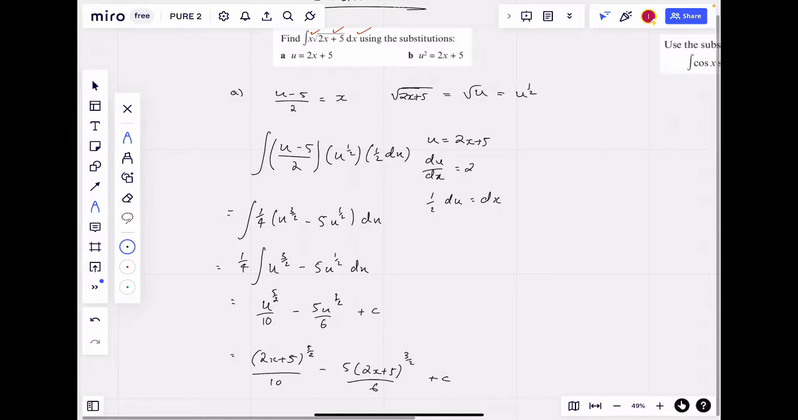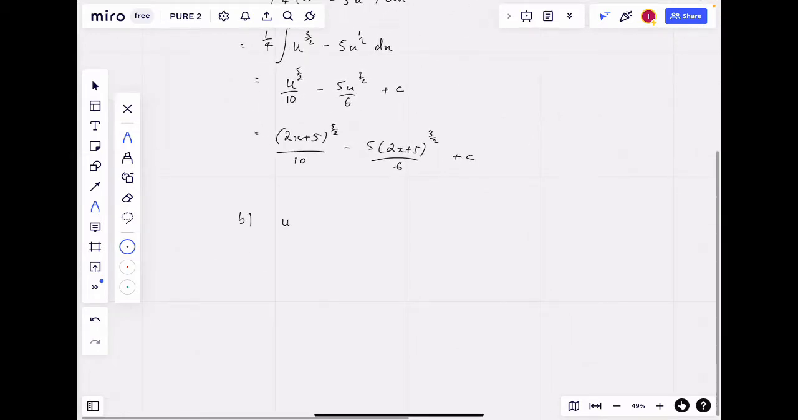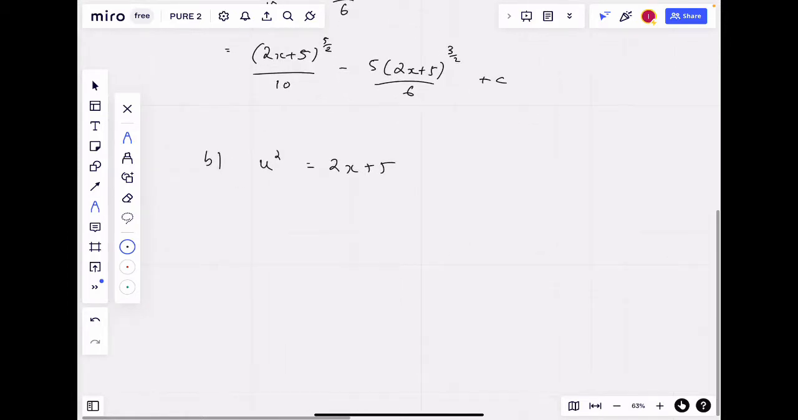After putting everything in terms of u and du, you would then simplify your integral, and then you integrate as usual. Then you plug back your substitute. That was part A, where your substitute was u equals 2x plus 5. In the other case, part B, you have u squared equals 2x plus 5. In this case, you would do the exact same thing, except what's going to be inside your integral will be slightly different.